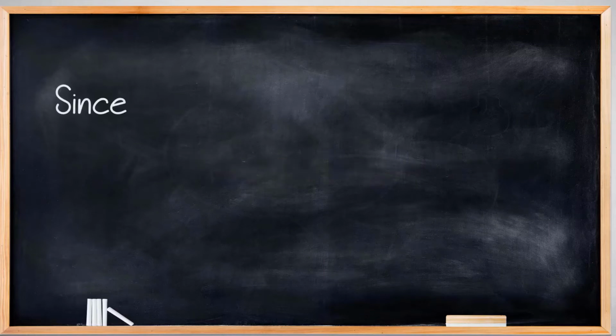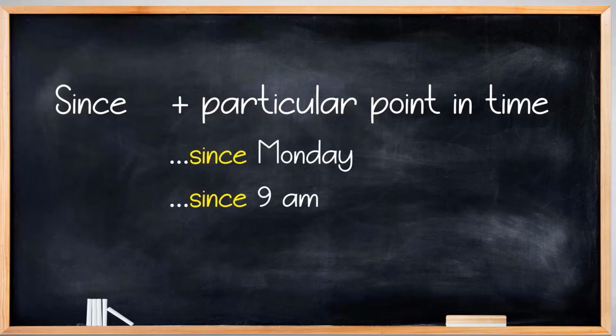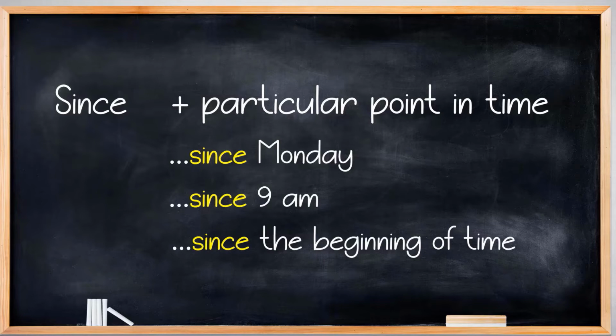Now let's talk about since. We use since when we are referring to a particular point in time. Over here, we are not concerned about how long or the amount of time, or the length of time. We are just making reference to a certain point in time when maybe an action began or an action started. For example, since Monday, since 9 a.m., since the beginning of time. So the starting point is Monday, is 9 a.m., is the beginning of time.